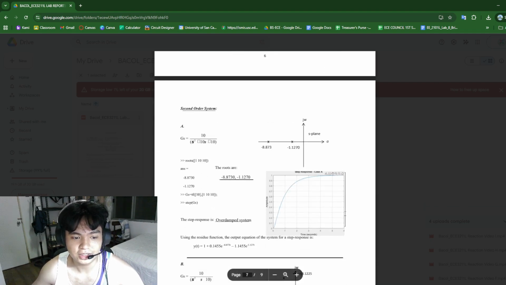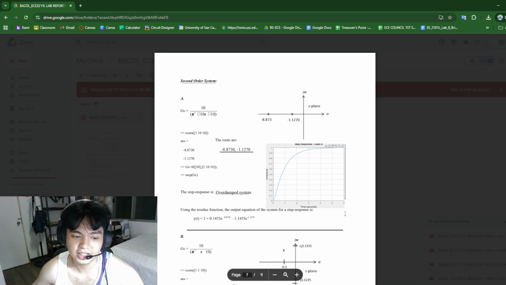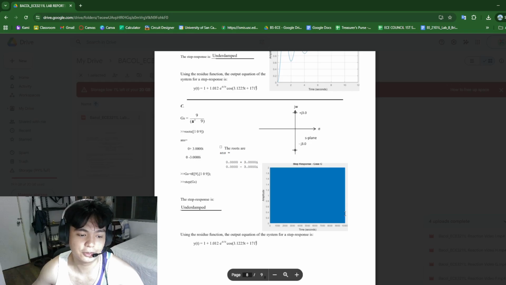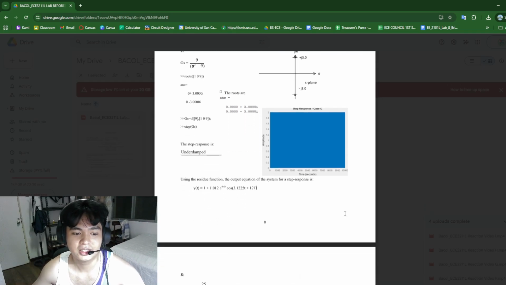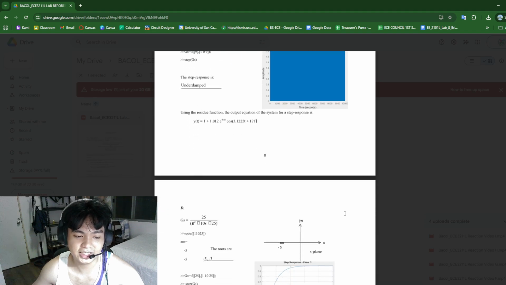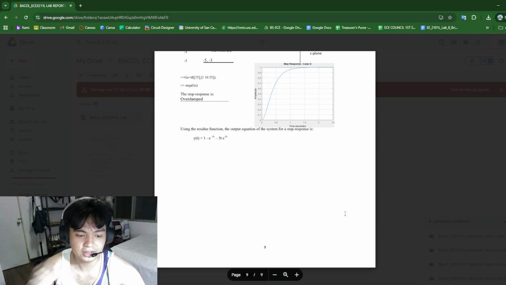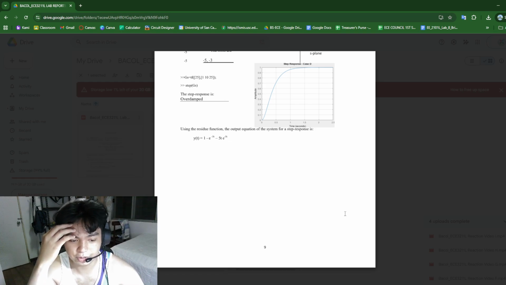For the second order systems, I analyzed four different cases. Class A is overdamped, Class B is underdamped, Class C is undamped, and Class D is critically damped. By checking the roots or poles, I determined the behavior of each system.